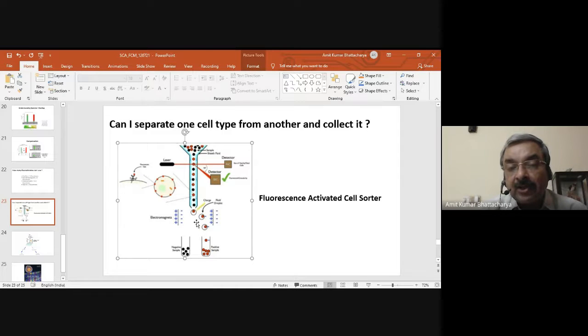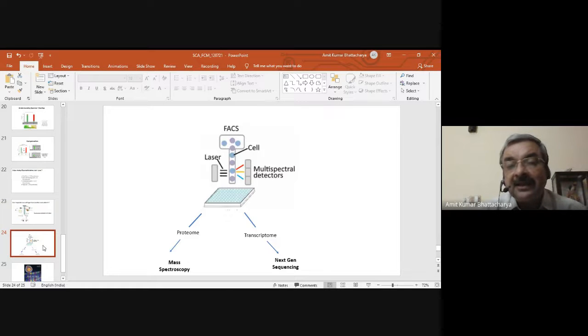But now that we can actually sort cells, can we now collect cells in a way that you can collect one cell in one particular bucket alone? And that's possible.